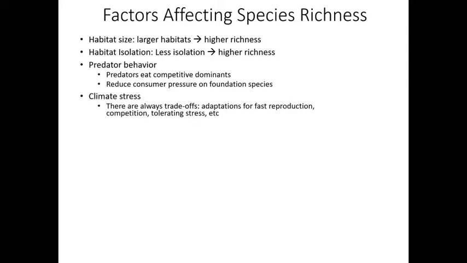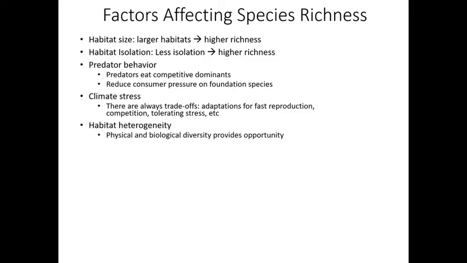Climate stress, right? There are always trade-offs for different types of responses to climate, and so in theory, living in very northern latitudes that are very cold would be a lot more stressful than living, for example, at the equator, and so there are a lot of different trade-offs for those different characteristics.